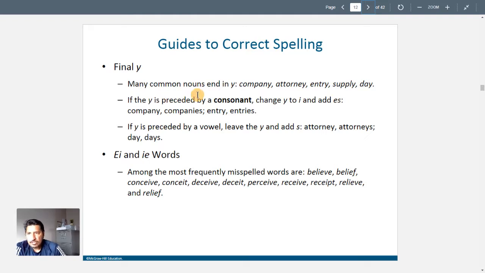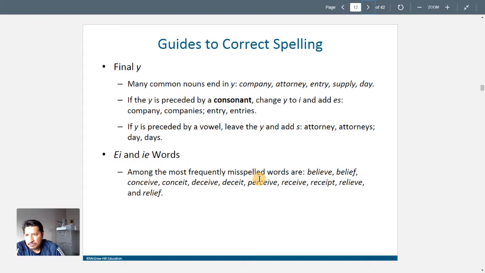Many common nouns end in Y: company, attorney, entry, supply, day. If the Y is preceded by a consonant, change Y to I and add ES. Company, companies, entry, entries. So basically, they're trying to tell you the spelling of the plural and singular, plural things, where EI and IE words.